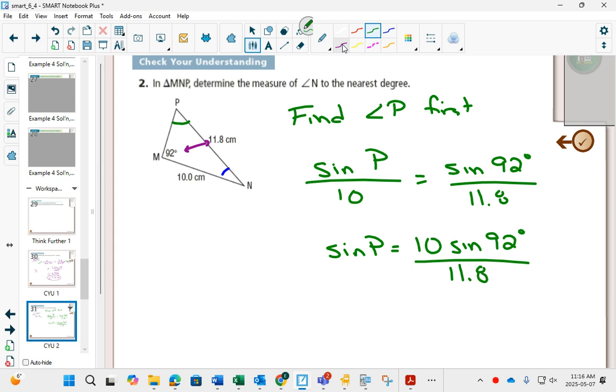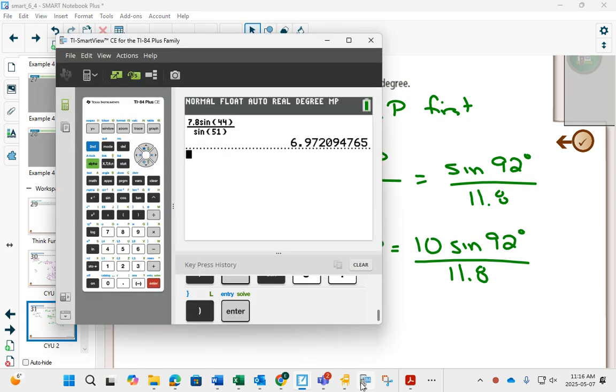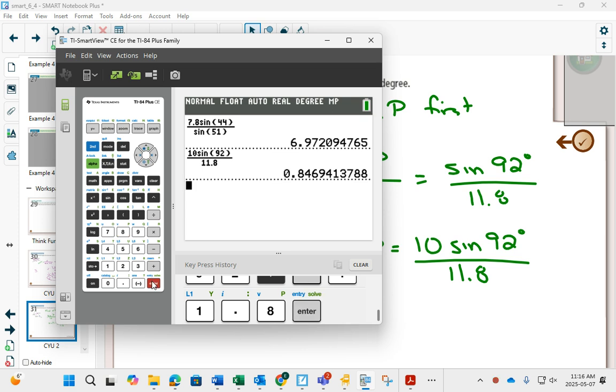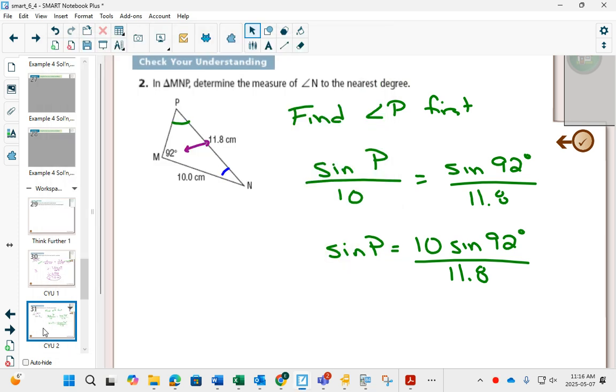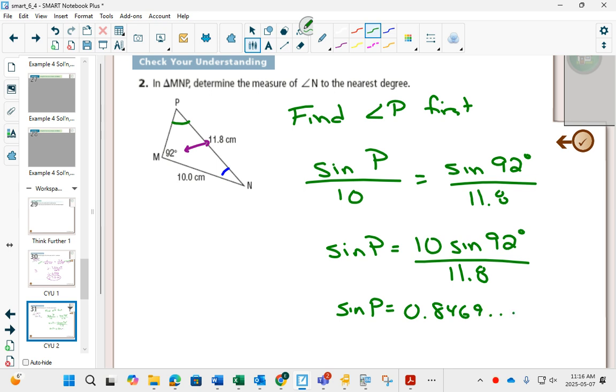And this is where your CAST rule and your reference angles are going to come into play, because we're solving for an angle. If I type this into my calculator first just to show you, I use my fraction button: 10 sine of 92 divided by 11.8 is equal to 0.8469. I'm just going to write that down. Sine of P equals 0.8469.